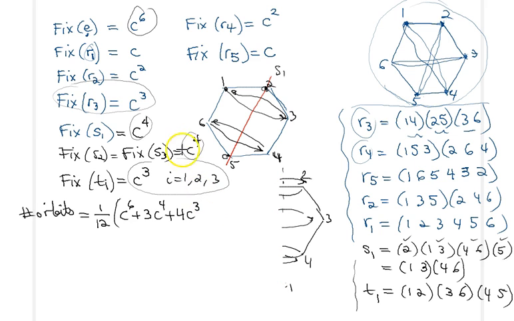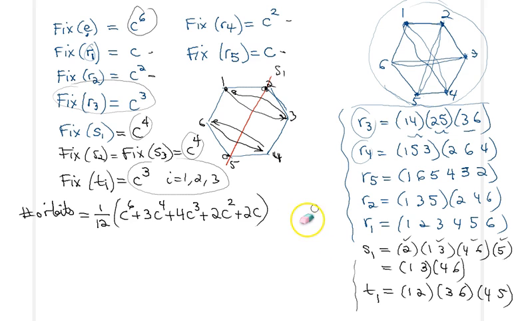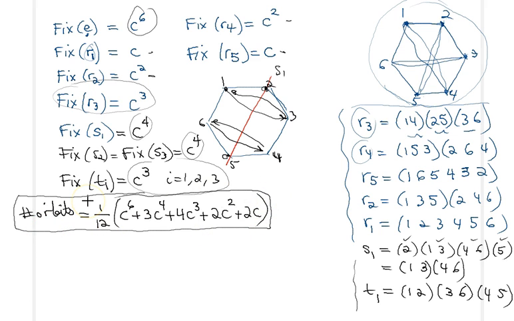What else do we have? How many C squares do we have? R2 is a C squared, R4 is a C squared, so we have 2 C squared. And how many C's? We have 2 C's, so plus 2C, and that would actually solve the problem. So we were able to find the number of coloring patterns for the regular hexagon up to rotations and reflections.